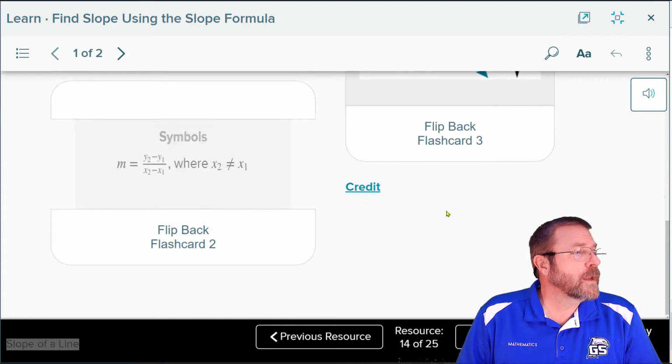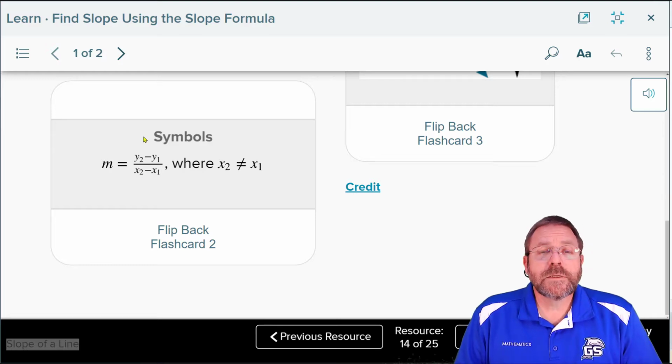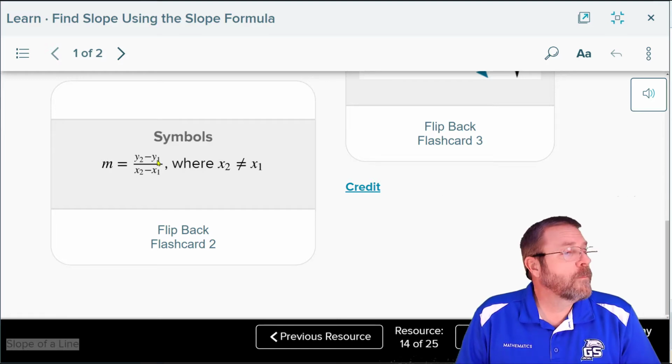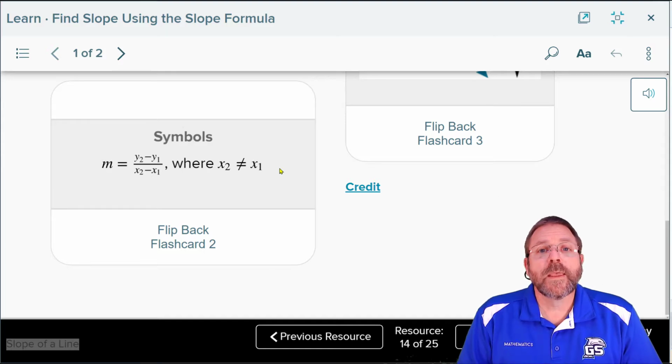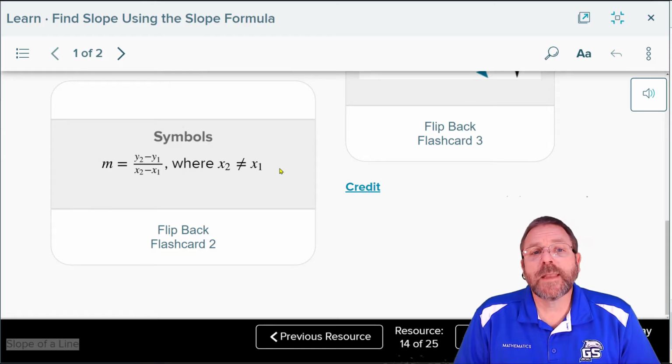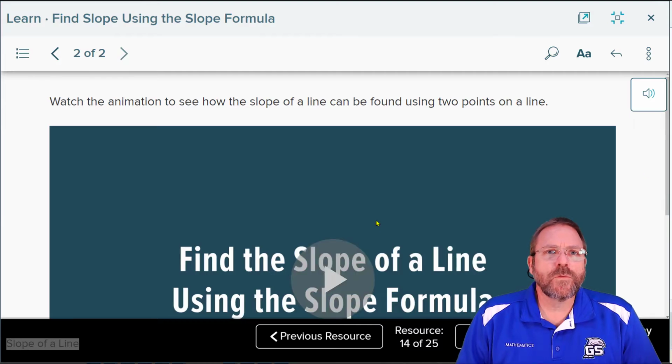Moving from there, looking at it in formula form, we have slope is equal to y sub 2, the y value of point 2, minus y sub 1, the y value of point 1, over x sub 2 minus x sub 1, where x sub 2 does not equal x sub 1. Why is that important? Because if x sub 2 did equal x sub 1, when you subtracted them, you would get a 0. And remember, you can never have a 0 in the denominator of a fraction because that always gives you an answer that is undefined. Now we get to watch a video about how to use this formula.